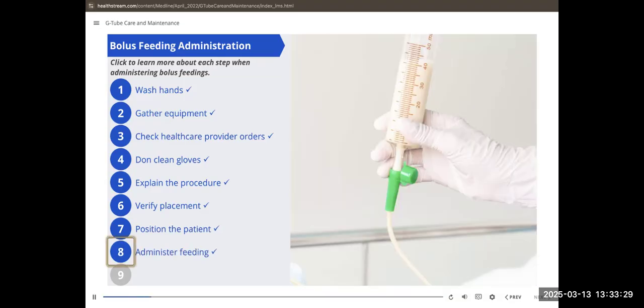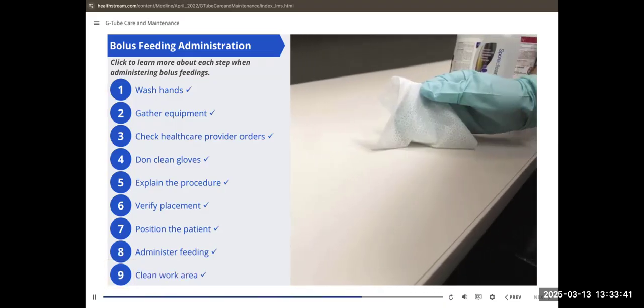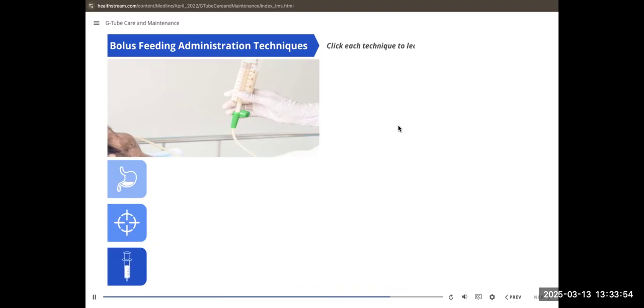Once placement is verified, administer the bolus feeding. Make sure the patient is able to tolerate the amount of the feeding. Clean the work area to help prevent infection. It is important to understand the techniques of bolus feeding administration. Click each technique to learn more.